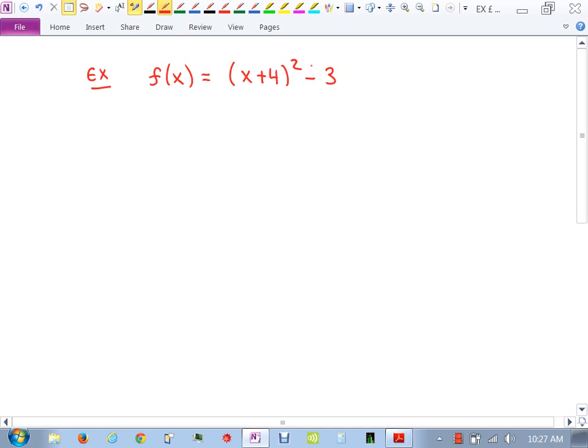I want you to think about this one. I want us to think about this in terms of toolbox. Okay, good. It's a squaring function. Can somebody tell me about the shifts, plural? Go ahead. Left 4, down 3. That's it.